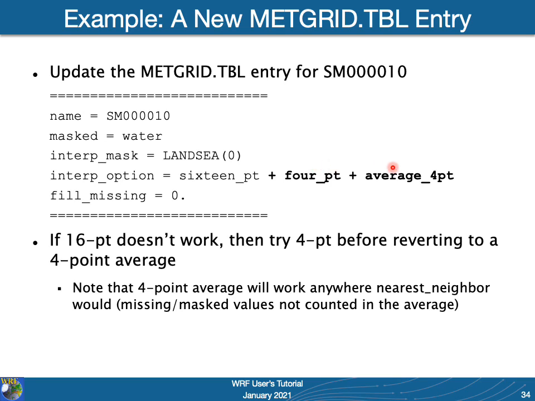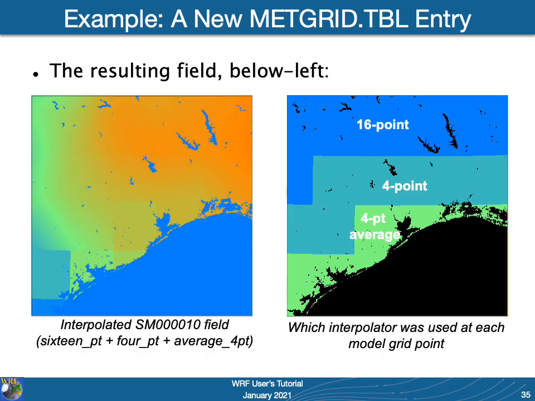And then as we get very close to land sea boundaries, rather than using simply the nearest GFS grid point, we can use this interpolation scheme called average 4-point, which takes an unweighted average of any of the 4 surrounding points to a model grid cell that are valid. And it's worth noting that this 4-point average will work anywhere the nearest neighbor would have worked, and in fact it will work in more cases. So after making those changes to the METGRID table entry for soil moisture, we can rerun the METGRID program, and our new soil moisture field looks like the panel on the left of this slide.